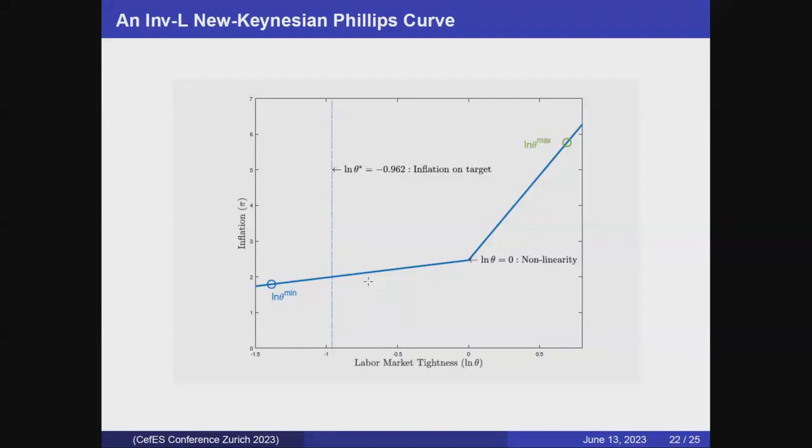Now, there is something interesting which is coming from our estimation. Our estimation tells us a bit what could be a non-inflationary level of theta. And that's pretty low, it's around 0.5, and in logs it's obviously negative.